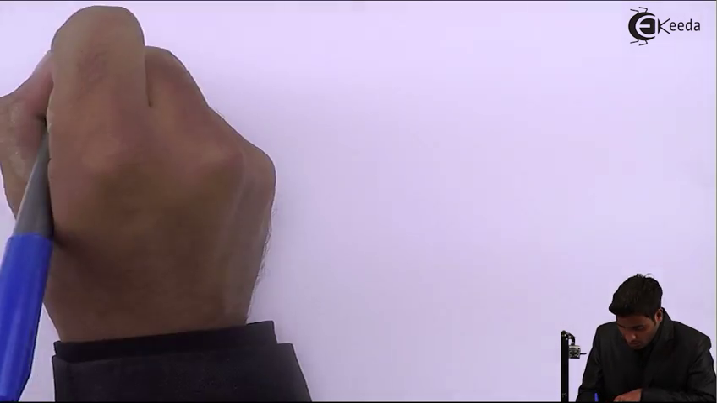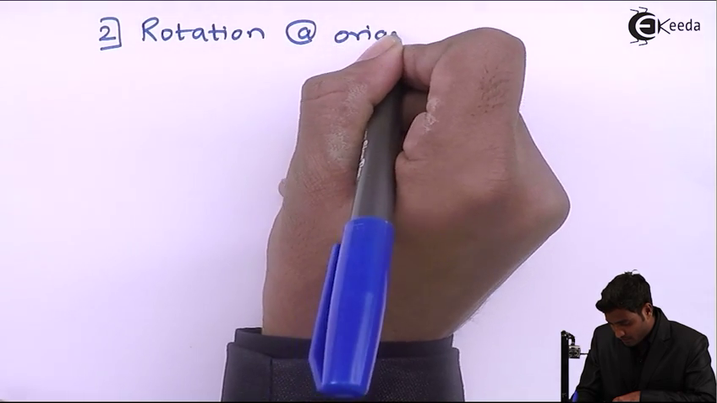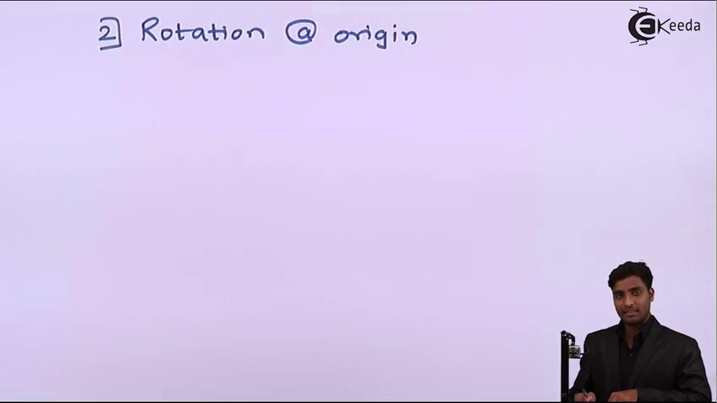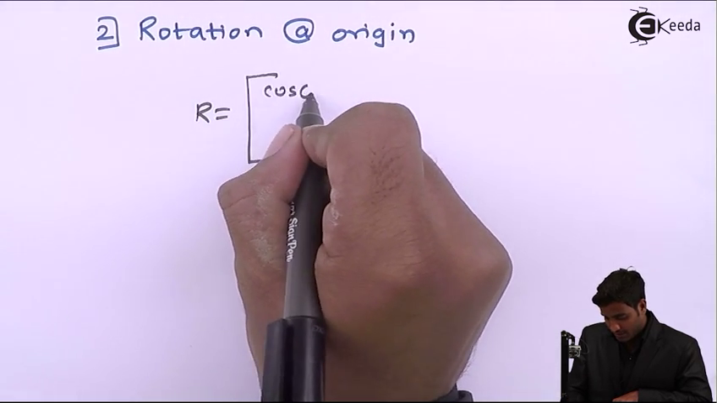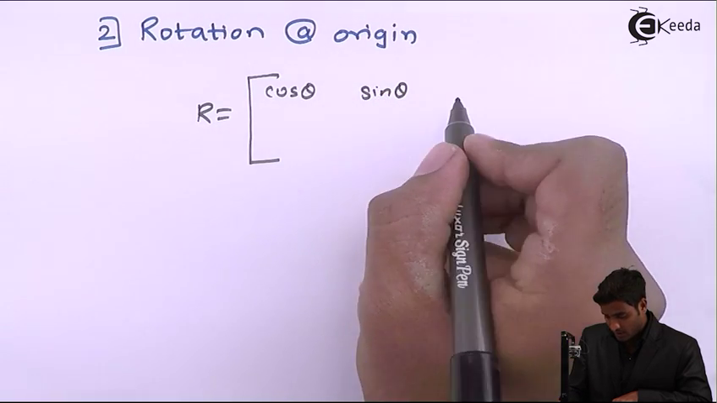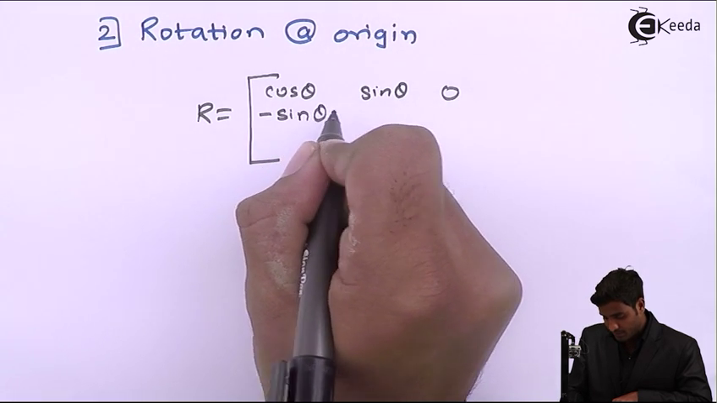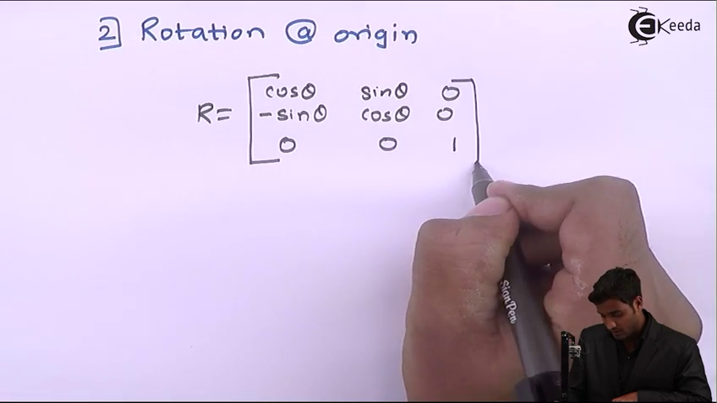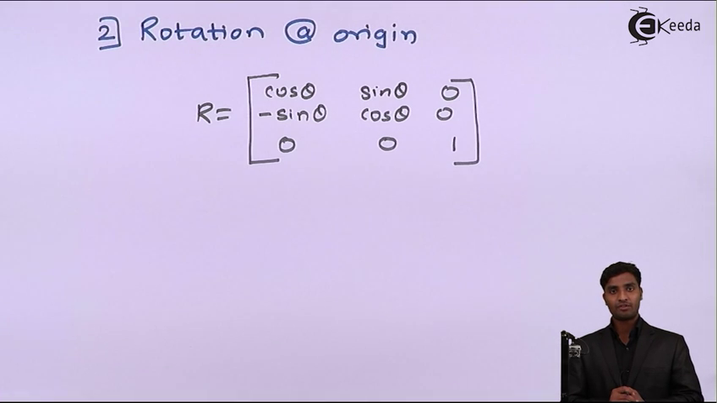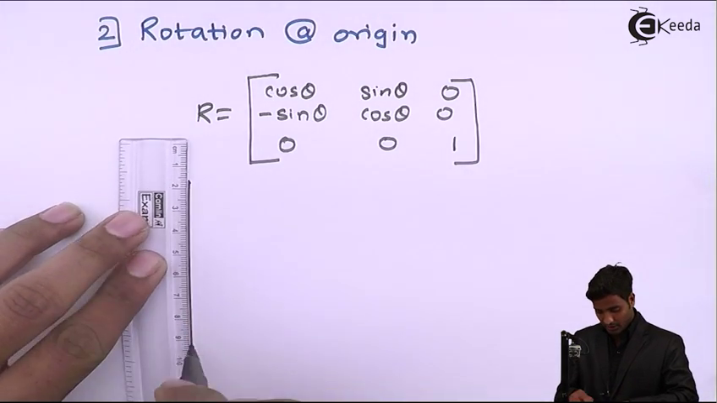Second is rotation about the origin. The standard rotation matrix is R equal to cos theta, sin theta, 0, minus sin theta, cos theta, 0, 0, 0, 1. This is the matrix for the rotation transformation. Now the figure will appear as follows after performing this transformation, that is rotation.